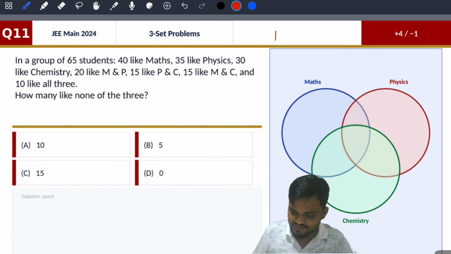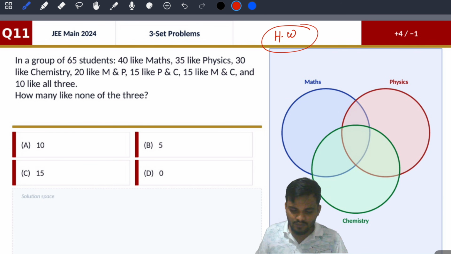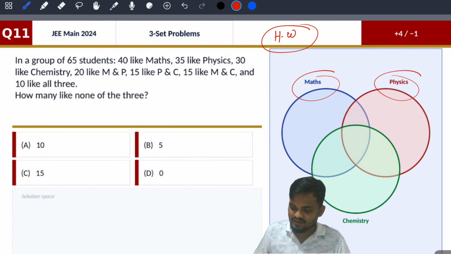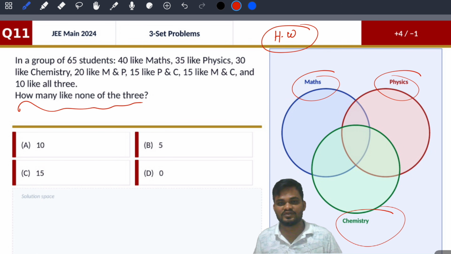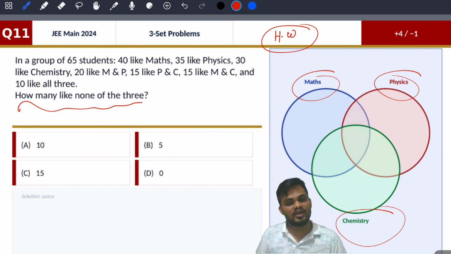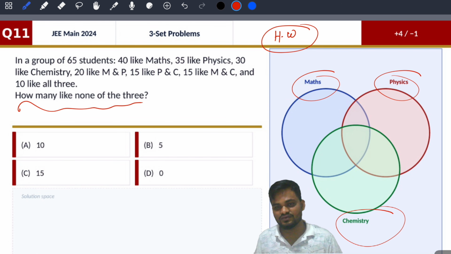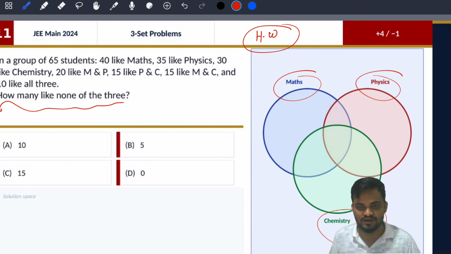Similarly, this question also you solve as homework. And in this question, math, physics, chemistry is given, fill the data, and at the end you have to find how many like none of the three subjects. The same way you have to solve. Okay, if you are lacking in any of these questions, just watch the video again. I hope you can understand. Any doubt you can ask in the comment box.